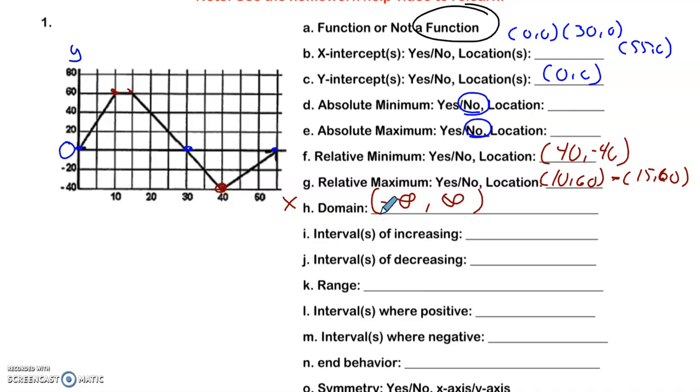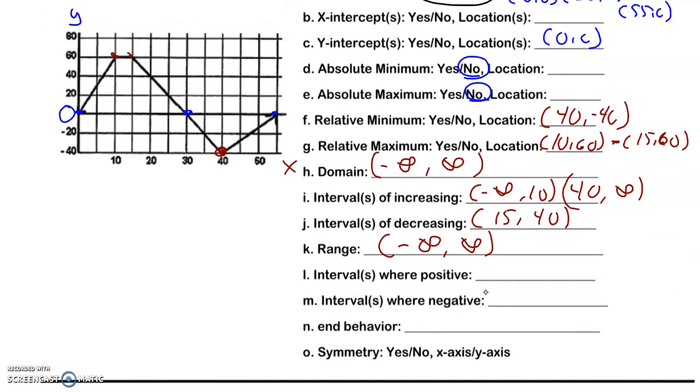And intervals of increasing. So it's increasing from negative infinity to 10. And then it's increasing again from 40 to positive infinity. And intervals of decreasing, it's decreasing from 15 to 40. And then it's going to go down. And the range is my y values. So my y values are negative infinity to positive infinity.